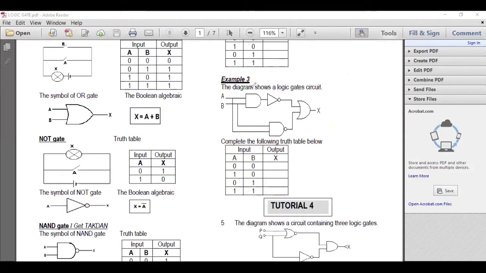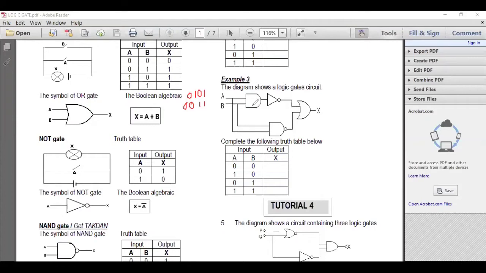Okay, one more example. Let's say they give you this diagram showing a logic gate circuit. Complete the table. So what do you do again? Write the order of the numbers in the diagram: 0, 1, 0, 1 and 0, 0, 1, 1.